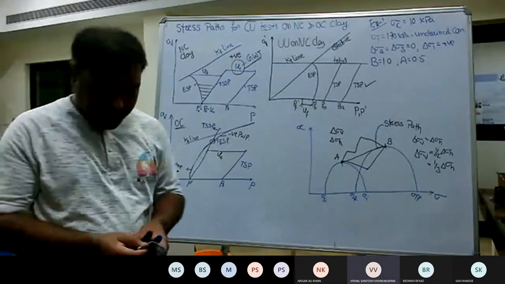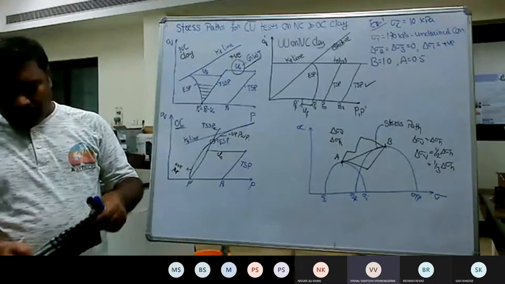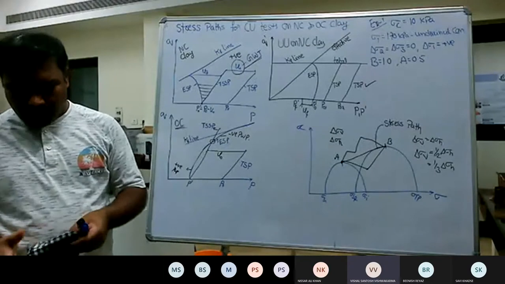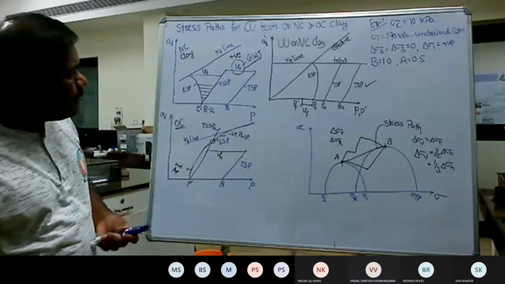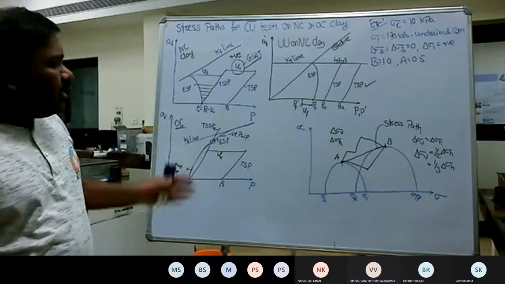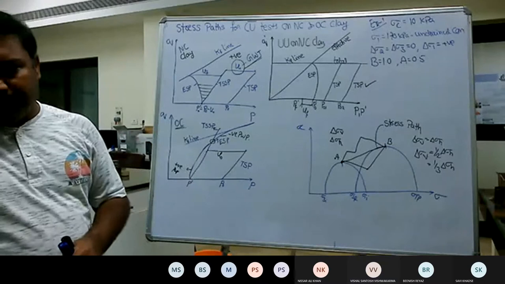Sir, how to decide the KF line from these three diagrams? How to decide? The KF line, sir. That I will come to. I will explain the KF line.